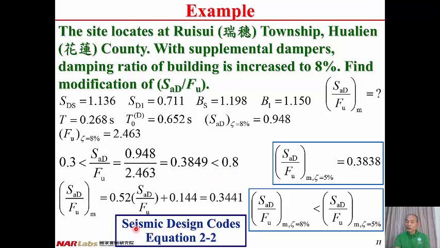And according to Seismic Design Code equation 2-2, SAD divided by FU modification equal to 0.52 times SAD divided by FU plus 0.144 equal to 0.3441. And then from the previous lecture, we already had the ratio for the damping ratio equal to 5%, and compare this to the modification of the ratio for damping ratio 8% is less than the ratio for the damping ratio equal to 5%. And is this true for all other cases?